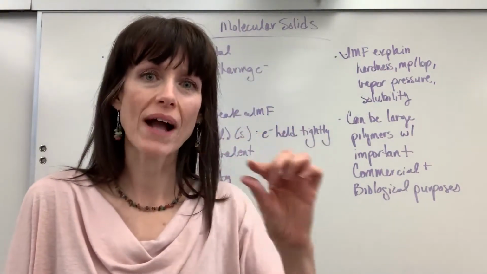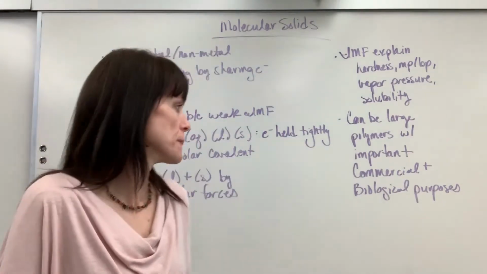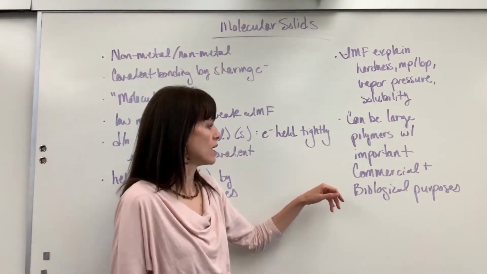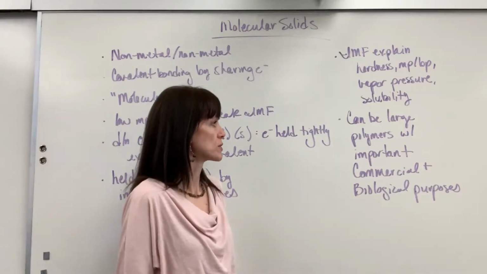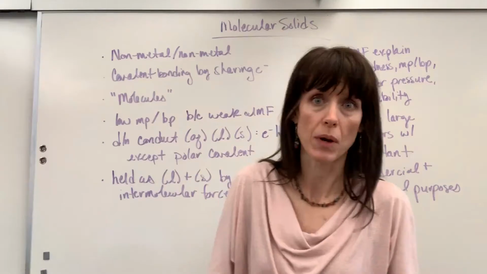An example of a natural one, actually, polyester. It's inside of waxy leaves. We copied it and made clothes out of it, polyester. So tons and tons of biological and commercial applications for really, really large polymers. Nylon, plastics, they're all polymers.